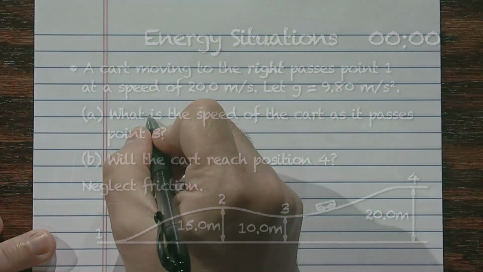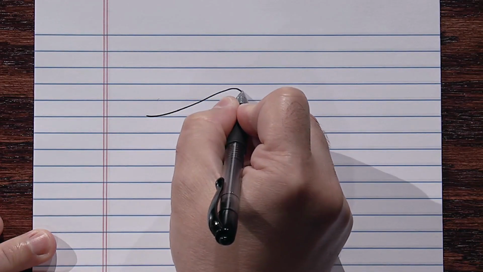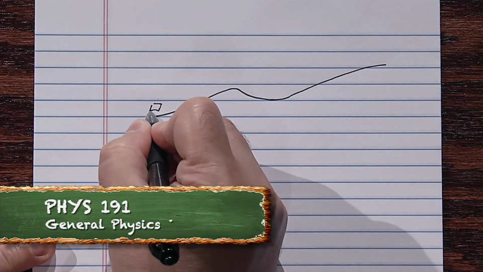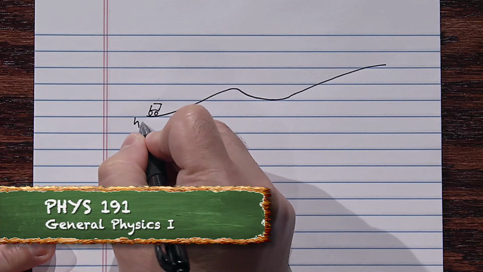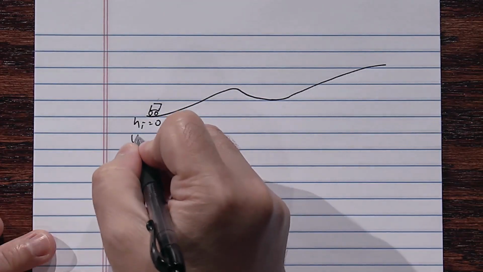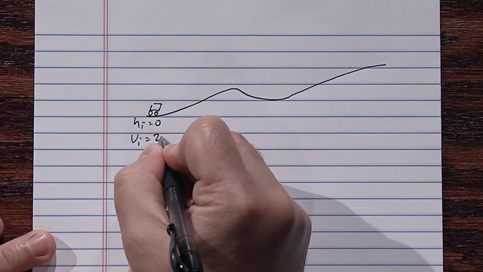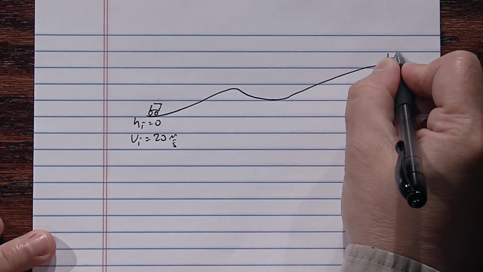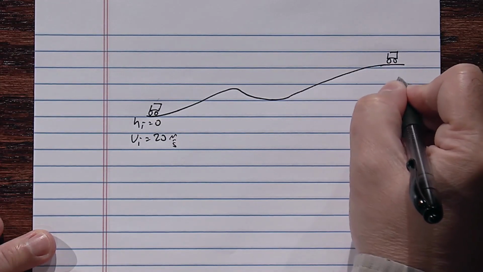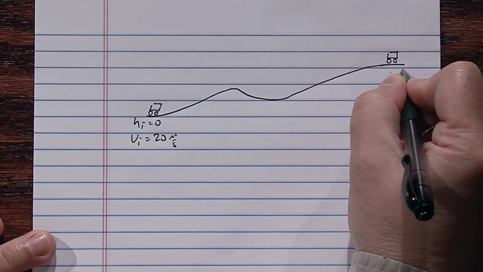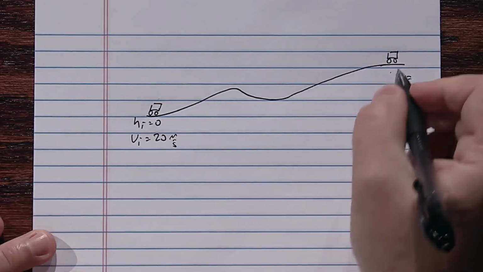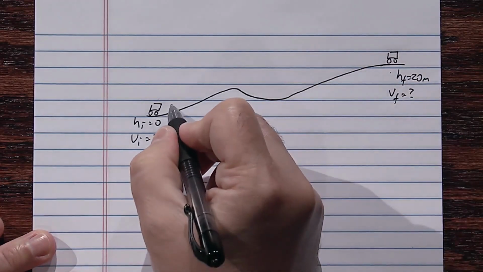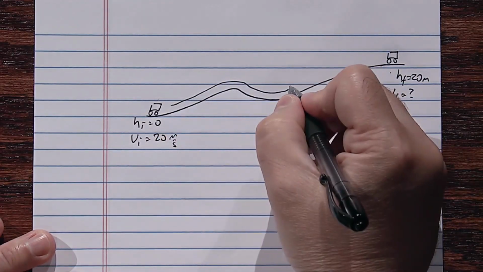Okay, let's start from 0 height and wind up at 20 meters height. So height initial is equal to 0. V initial is equal to 20 meters per second. Height final is equal to 20 meters. V final is what we're looking for, and the cart goes all around up here.